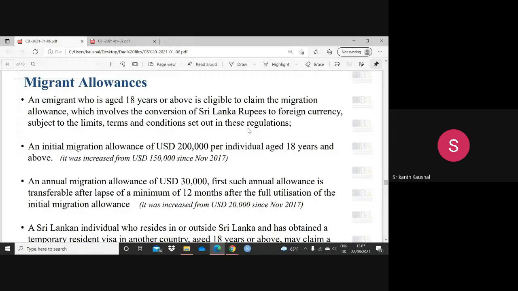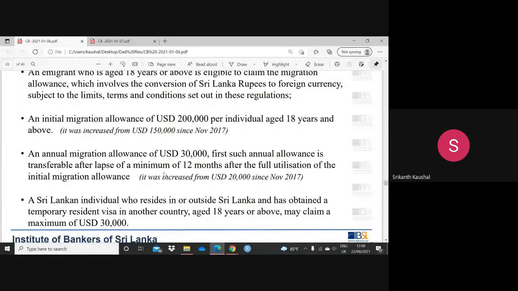200,000 per individual. That is as an initial migration. Then the annual migration allowance, which was up to 2017, was $20,000. It was increased to $30,000. Then a Sri Lankan individual who resides outside Sri Lanka and has obtained a temporary resident visa in another country may claim a maximum of 30,000. So if you have got a TR, you can claim a maximum of 1,000. So these are the general allowances you can take.